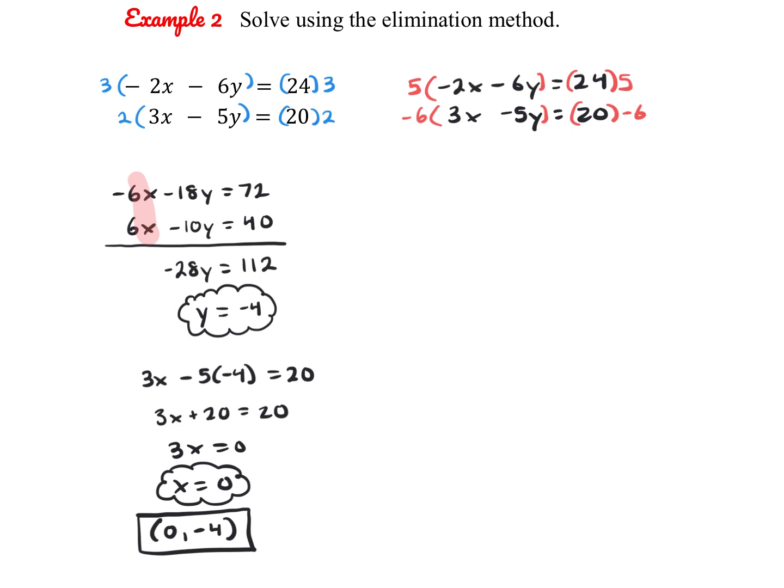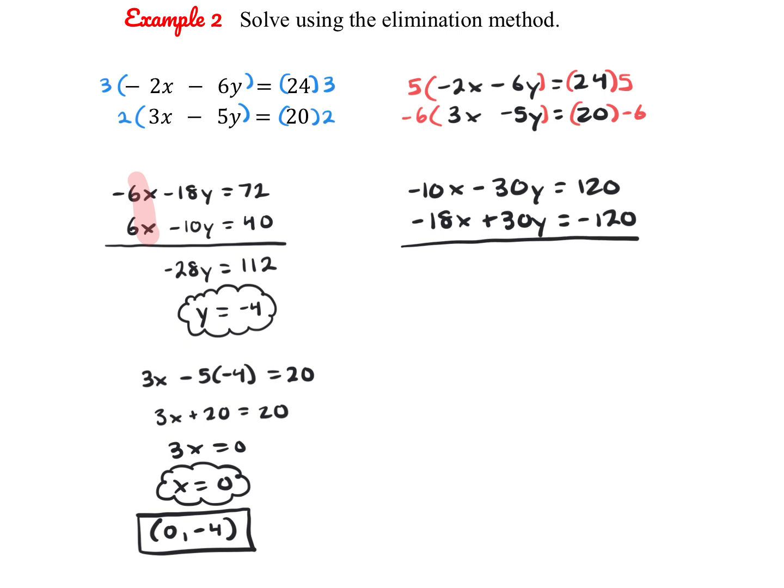So if I do that, we get negative 10x minus 30y equals 120. And then we get negative 18x plus 30y equals negative 120. And then if we add vertically, again, we see that our y terms will eliminate. And we get negative 28x equals 0. So x equals 0, which is what we got using the other strategy.